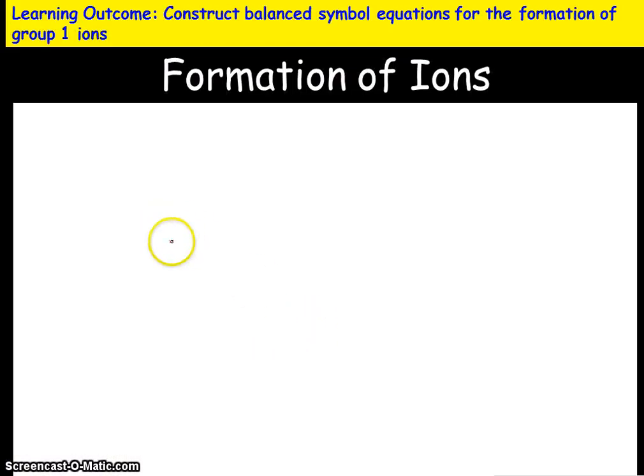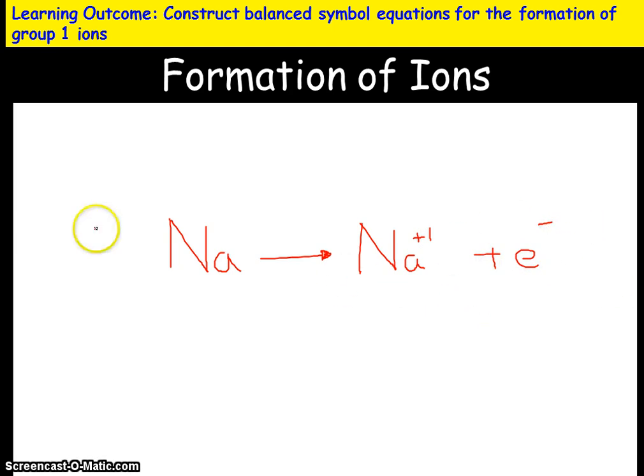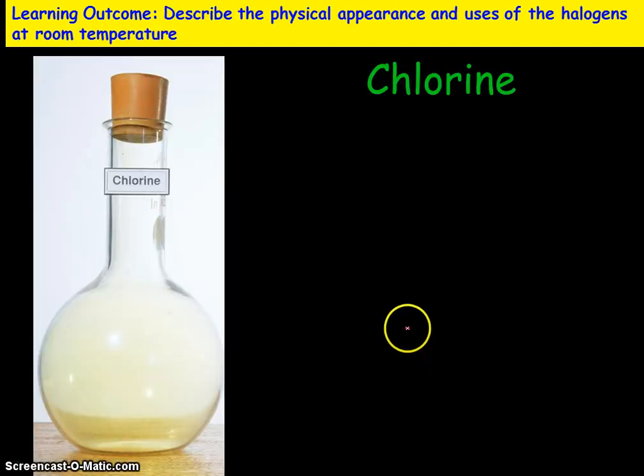So just to summarise, if you're asked to write an equation to show the formation of ions in the group 1 metals, for example for sodium, we start off with sodium, the element, and what happens when it reacts, and this is the same for all of them, is that they form +1 ions. So it will become sodium +1, plus 1 electron, so it loses that electron. We've said that it's easier to do that as you go down the group, and so they become more reactive.